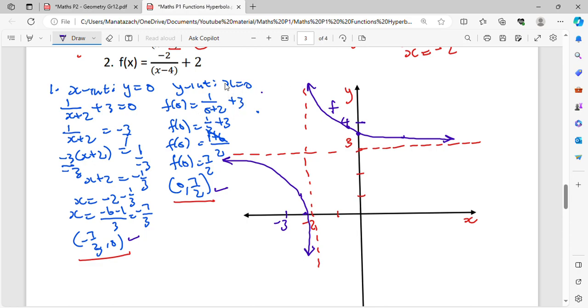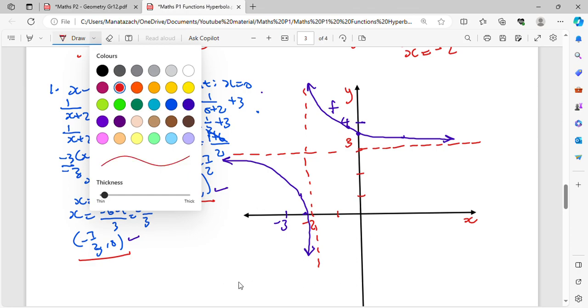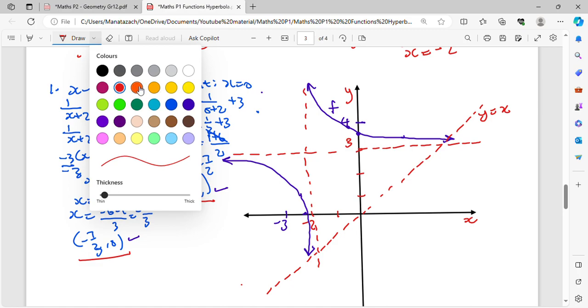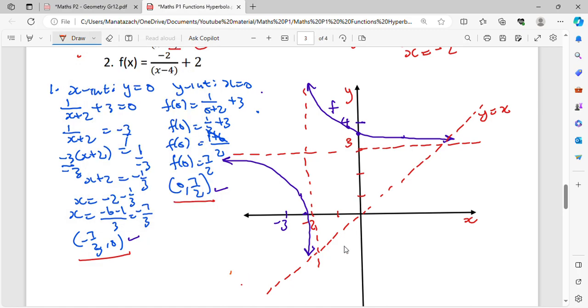Now the question also asks us to plot the inverse. Now let's do so. Remember, for the inverse you must first draw the line y is equal to x, and then you'll be able to plot the inverse. So everything for the inverse is vice versa. Let's choose a different color. I'll show you why I'm saying so. Let's choose orange color. The y asymptote was cutting at 3. So now it's no longer going to cut the y, it's going to cut the x at 3.